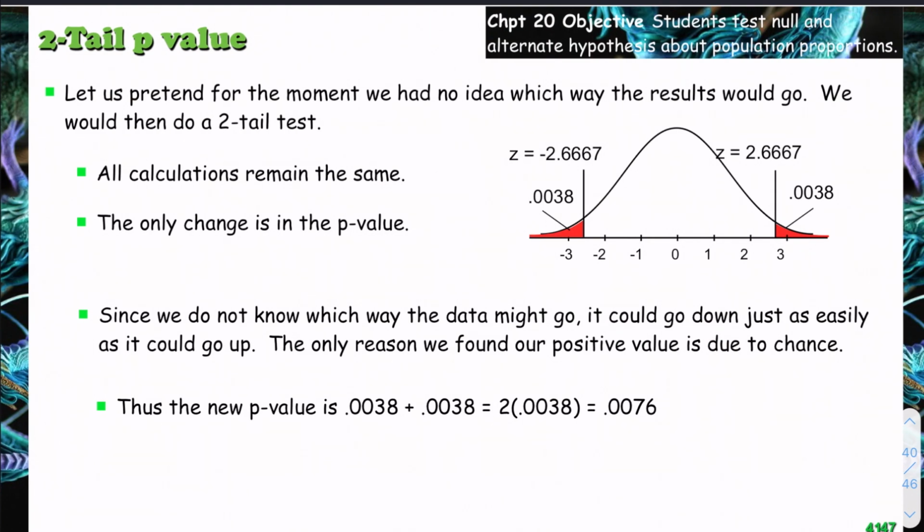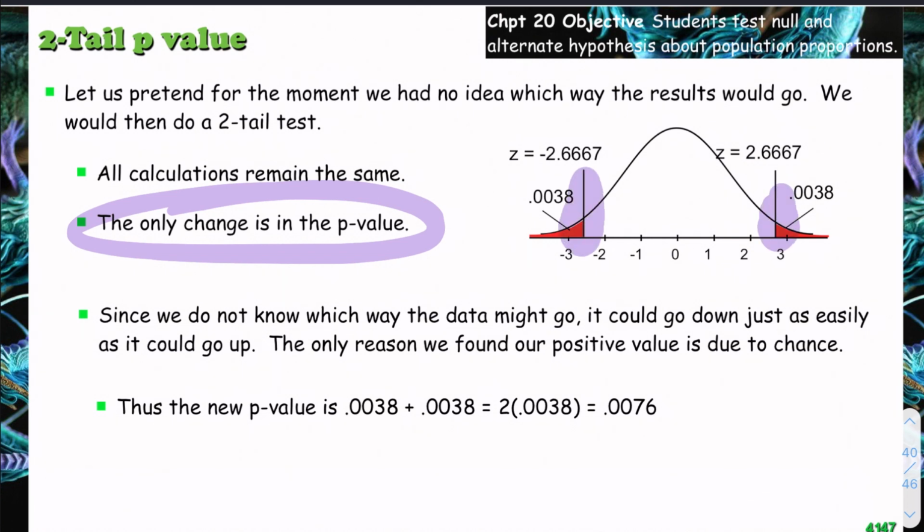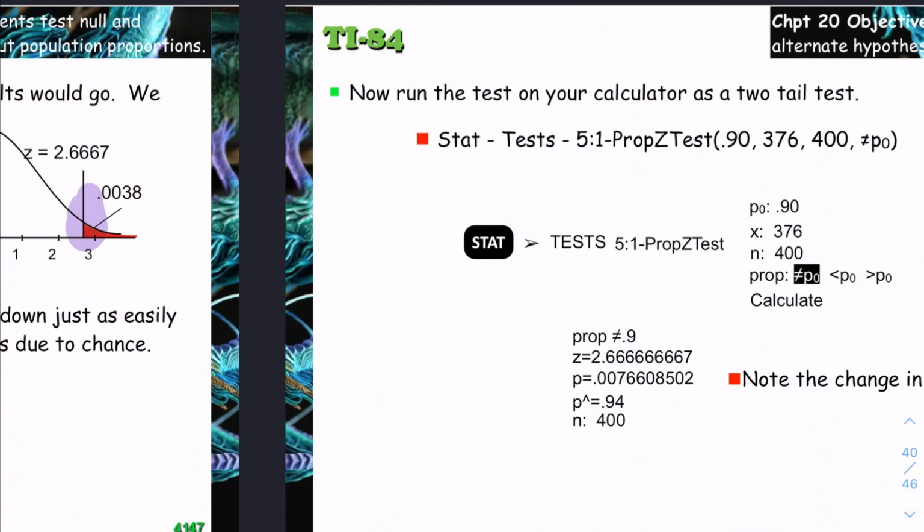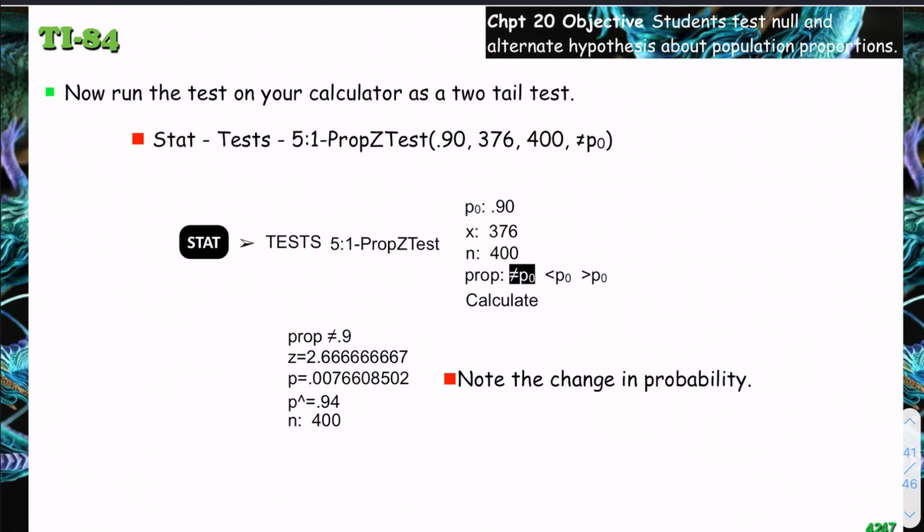Let us pretend for a moment we had no idea which way the results would go. We would then have to do a two-tailed test. So all the calculations are going to remain the same. The only change is the p-value. And I want you to think, if we're doing a two-tailed test instead of a one-tailed test, we're equally as likely to be above or below. So our p-value is going to just double. The only reason we found our positive value is due to chance, right? So now run the test with not equals.